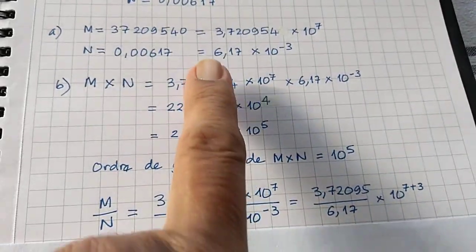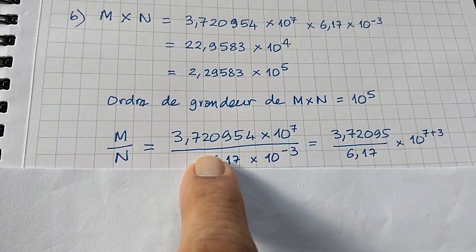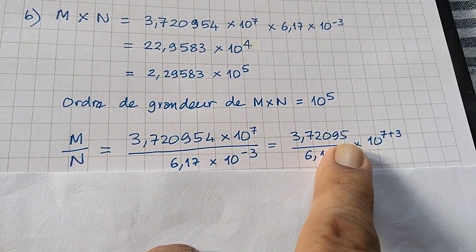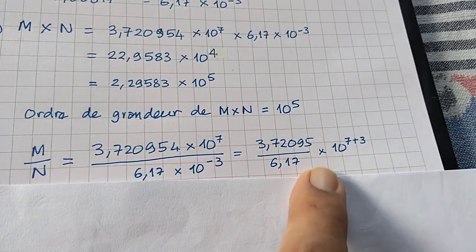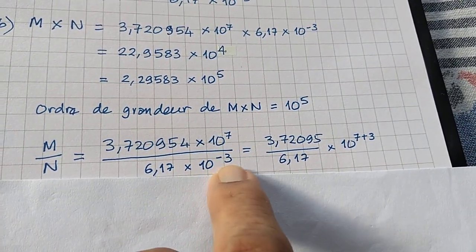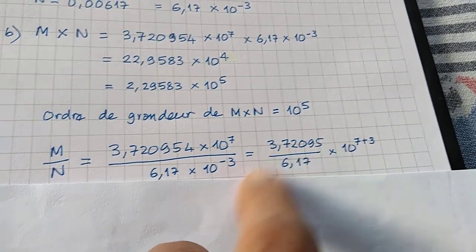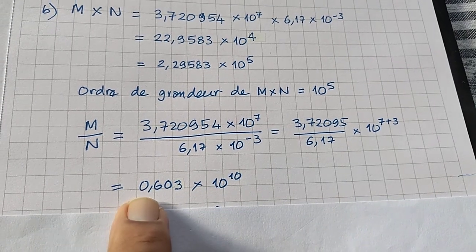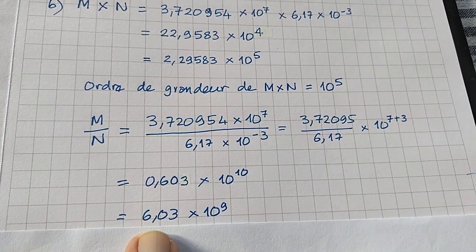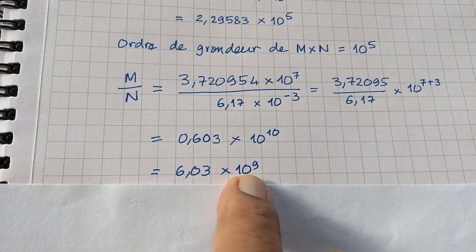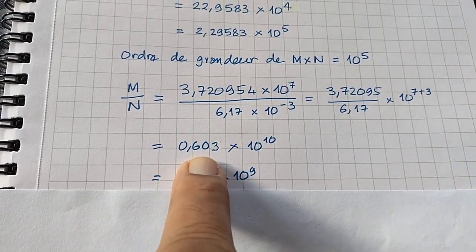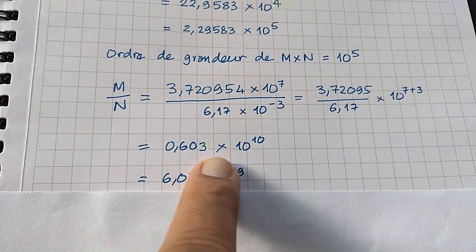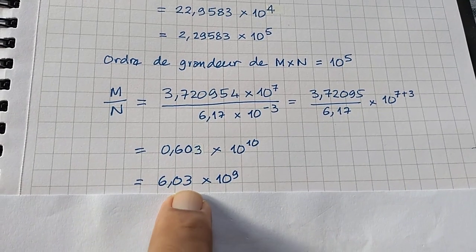M sur n, again m et n on a déjà en notation scientifique. When we divide it, we'll get 3.72095 divided by 6.17 into 10 to the power 7 minus minus 3, so it will become 7 plus 3. So this gives us 0.603 into 10 to the power 10. This is not in scientific notation, so let's put it in scientific notation. We get 6.03 into 10 to the power 9. Here we are multiplying by 10 to get this, so we have to divide by 10 to get that. So this is our number in scientific notation, m over n.